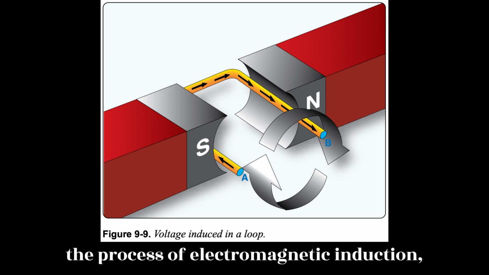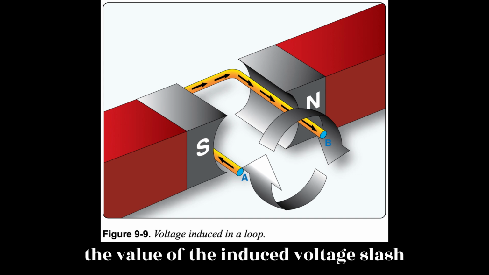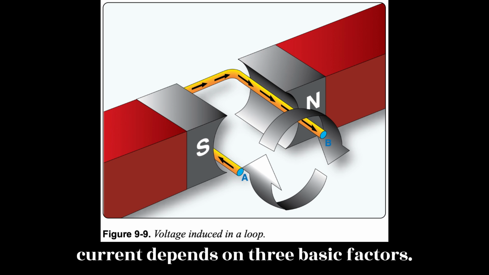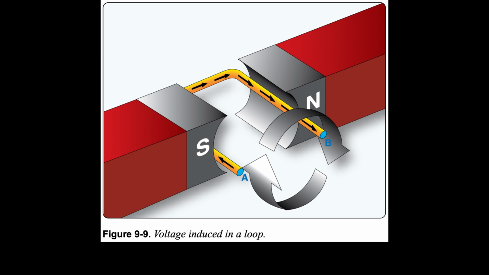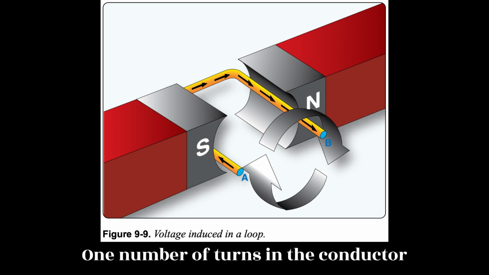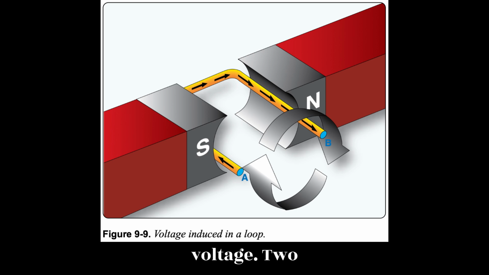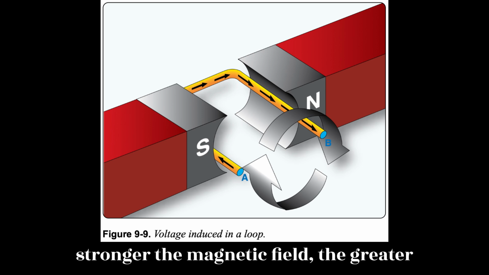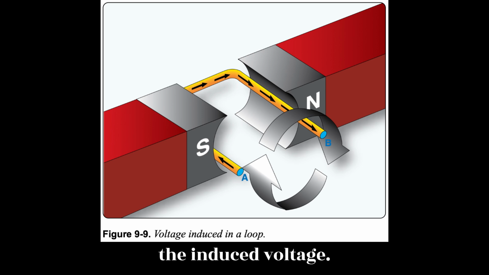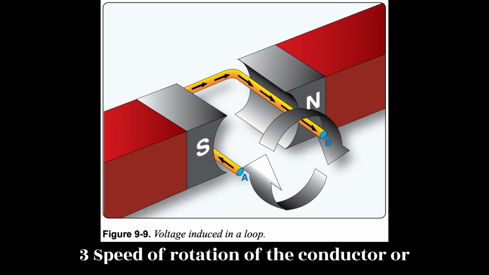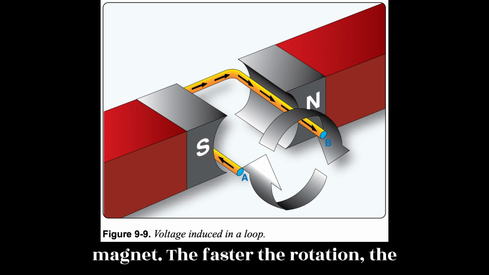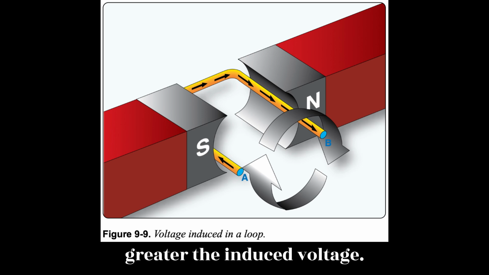During the process of electromagnetic induction, the value of the induced voltage/current depends on three basic factors. End of page 9-5. 1. Number of turns in the conductor coil, more loops equals greater induced voltage. 2. Strength of the electromagnet, the stronger the magnetic field, the greater the induced voltage. 3. Speed of rotation of the conductor or magnet, the faster the rotation, the greater the induced voltage.